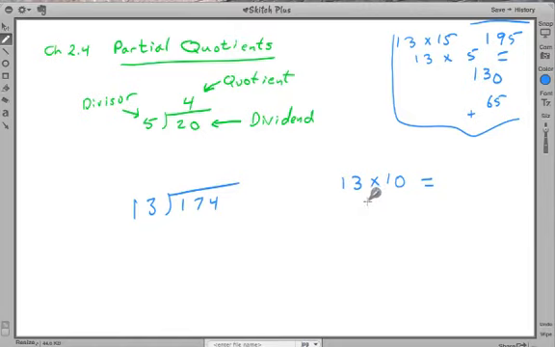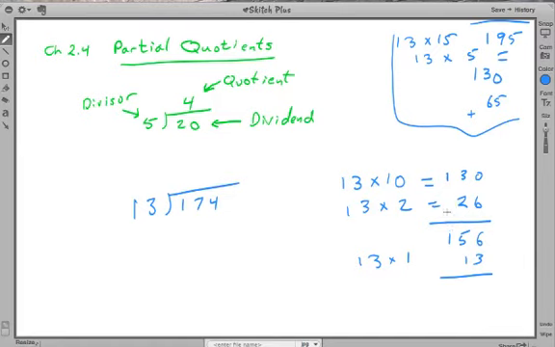But what would happen then if we just did 13 times 2? 13 times 2 is something we can do quickly in our head. 13 times 10. And what happens if I add those together? Well, 3 plus 2 is 5, 6, and another 1. And that's 156. Now we've got 174. What if I did 13 times 1, which is just 13 more, and I add that together? 6 plus 3 is 9, 6, and 1.